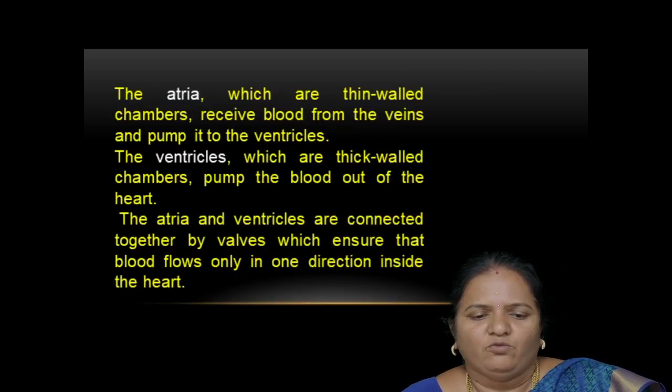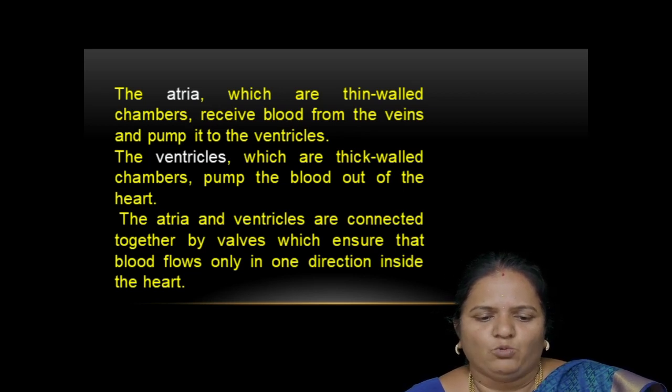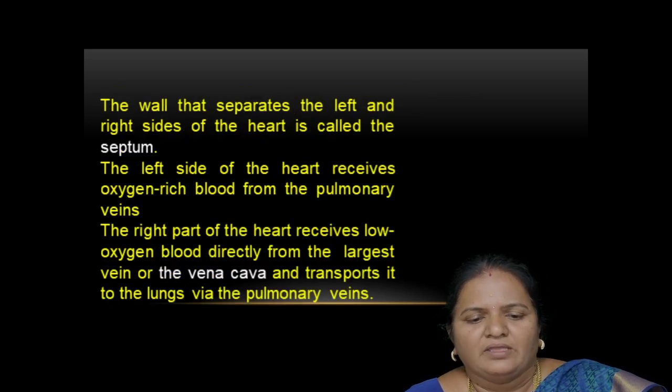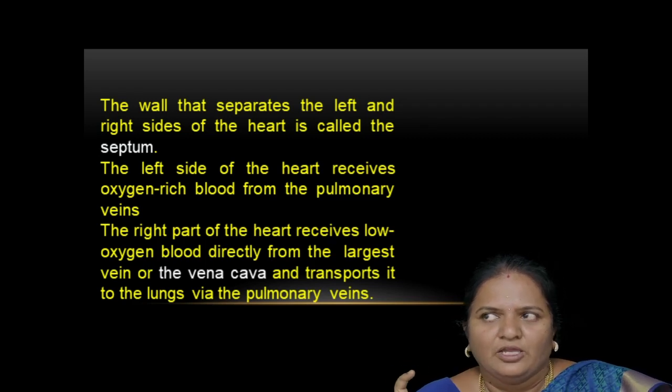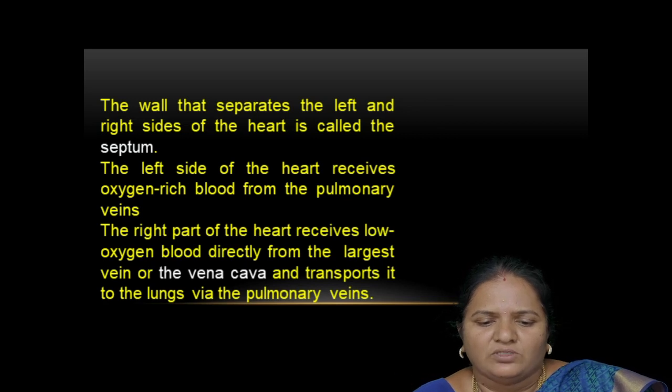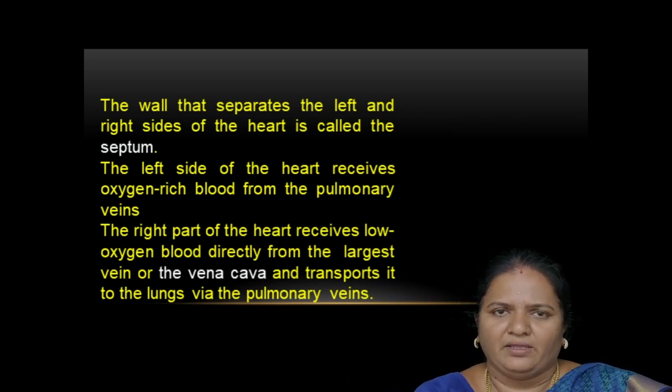Atria, which are thin-walled chambers, receive blood from the veins and pump it into the ventricles. Ventricles are thick-walled chambers that pump the blood out of the heart. The atria and ventricles are connected together by valves, which ensure that blood flows in one direction inside the heart. The wall which separates the left and right sides of the heart is known as the septum; in plural we call it septa. Then the left side of the heart receives oxygen-rich blood, which is known as pure blood, from the pulmonary veins. Pulmonary means something related to the lungs.